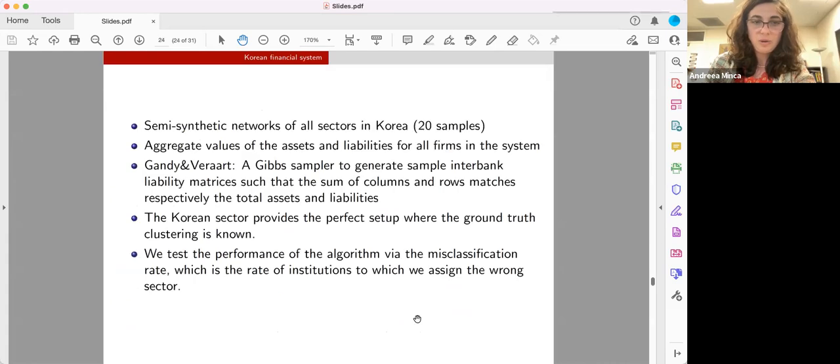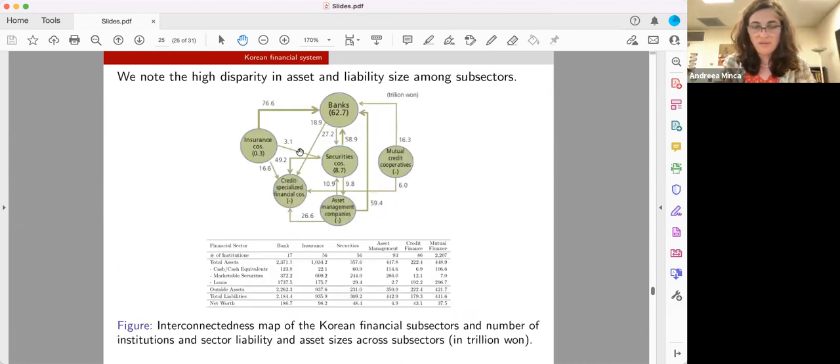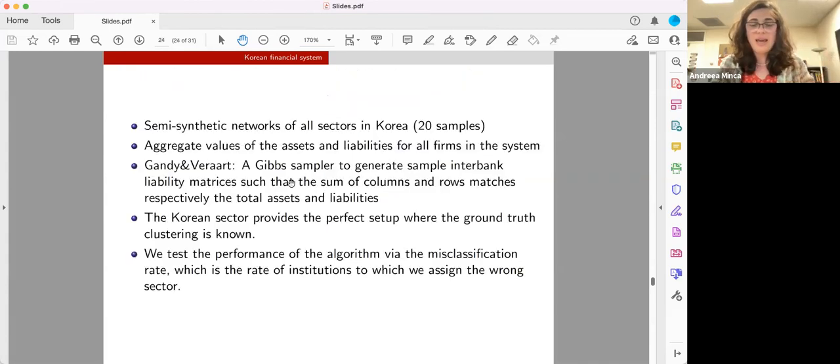Okay, so now going back to this Korean network, how we test our algorithm is from this picture that you have here. I am trying to recreate 20 sample networks that would be consistent with the aggregate values that we observe here, because the Korean central bank does not publish, of course, which insurance company is connected to which bank. So this is something that I have to generate in a synthetic network. And the aggregate values of assets and liabilities are given.